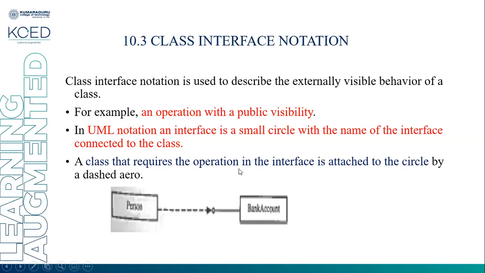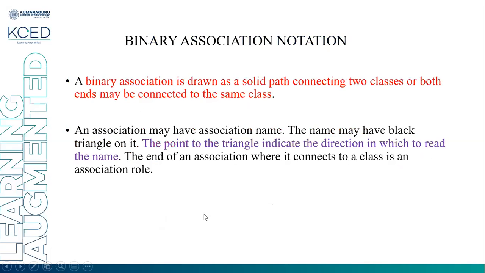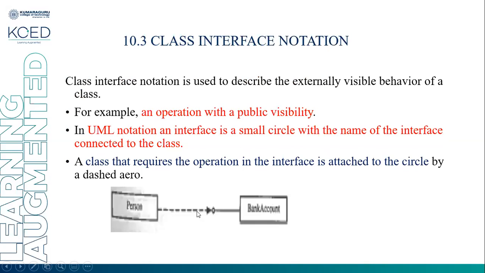A class that requires an operation in the interface is attached to the circle by a dashed arrow. So here the bank class contains an interface, a line and circle. The person is a class that requires an operation of the bank account class, which is attached with the dashed arrow. So this is the way a class accesses an interface of the other class.